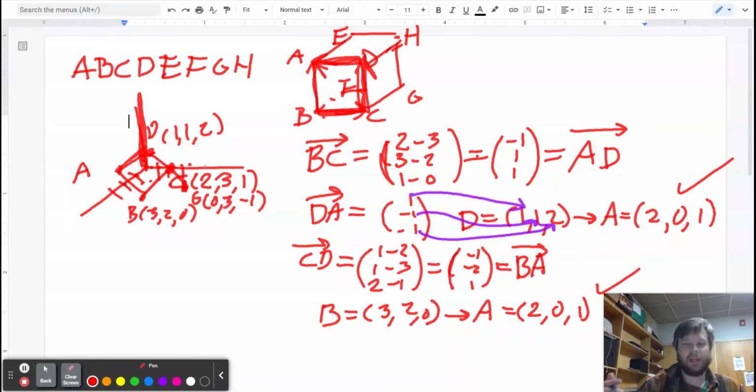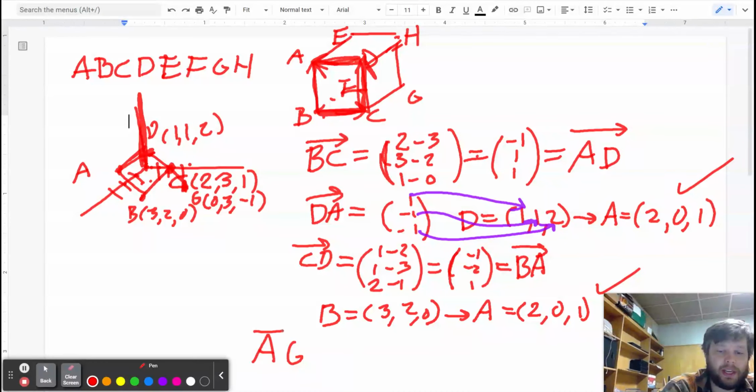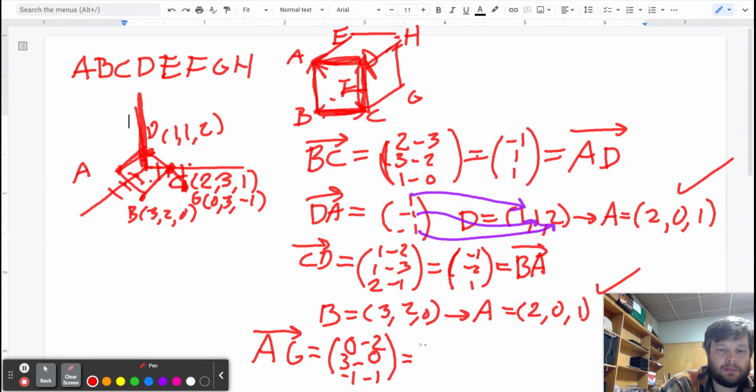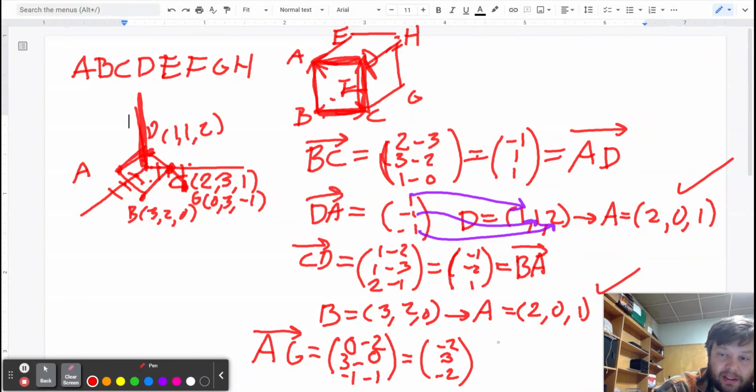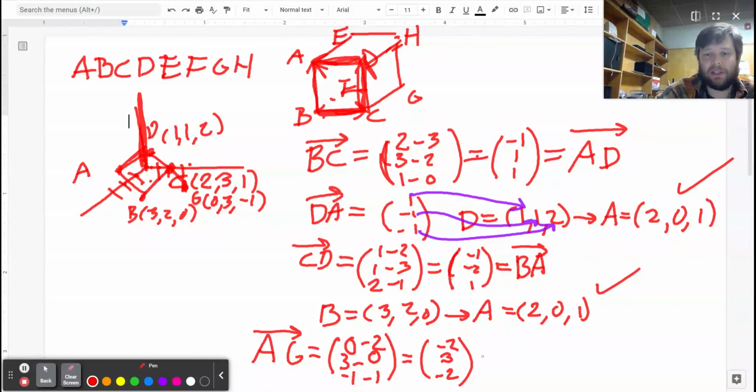So the length of a space diagonal would be going from either A to G, or from B to H, or from C to E. There's several different space diagonals. I'm just going to do A to G because I have both of those coordinates. So from A to G means we take G's coordinates and we subtract A's. So G minus A gives me -2, 3, -2. So then to find the length of that, we're going to basically just use the distance formula.